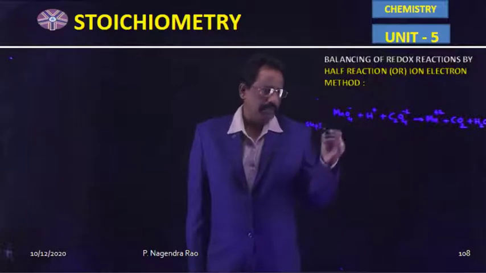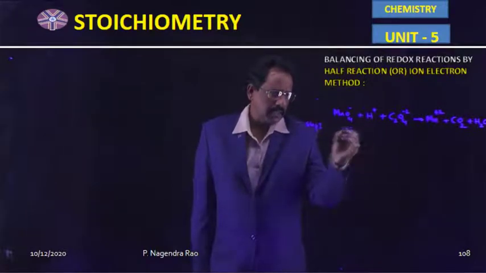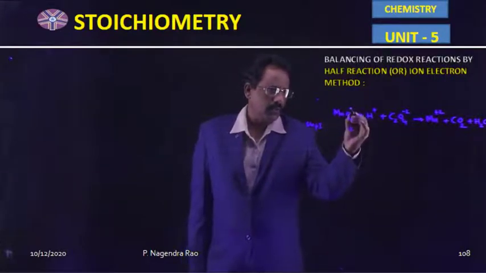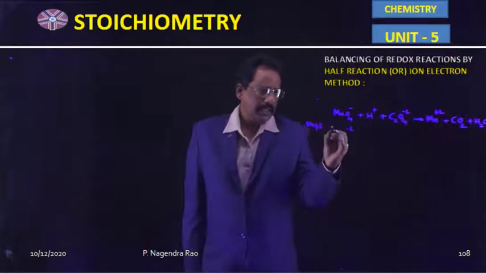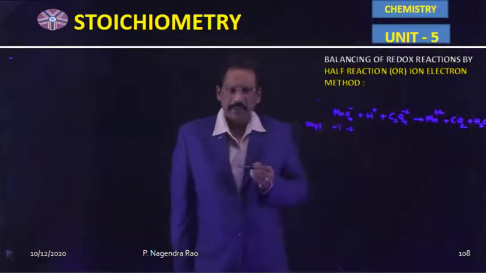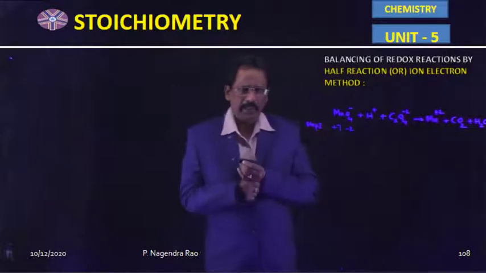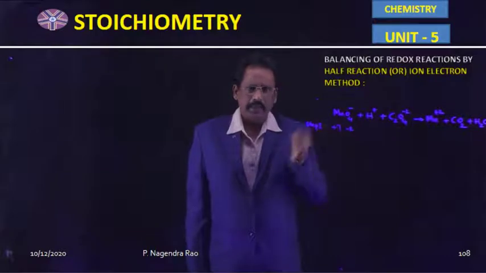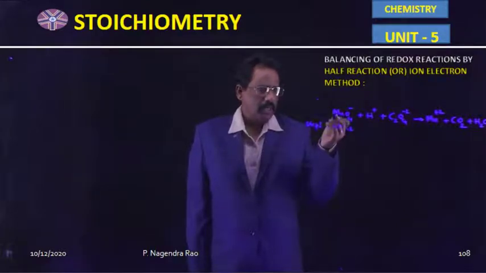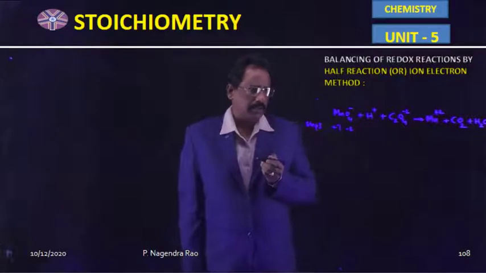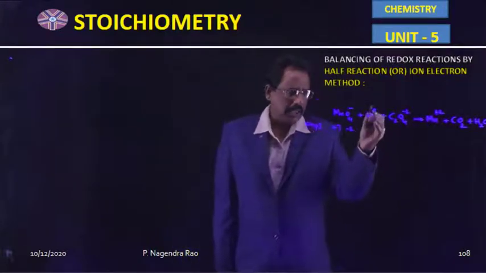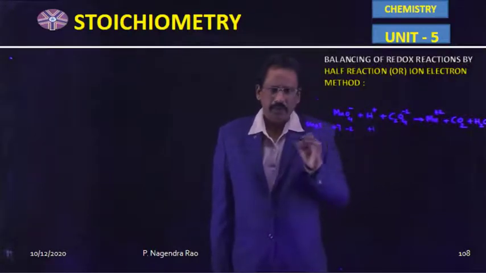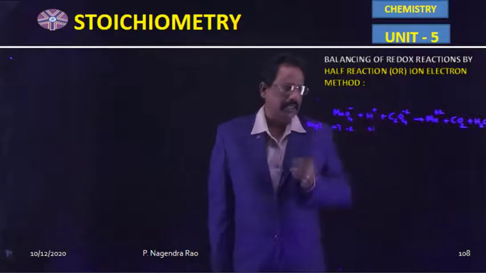In MnO4 minus, oxygen oxidation state is minus 2. X minus 8 is equal to minus 1 and X is equal to plus 7. So in the MnO4 minus compound radical, Mn oxidation state is plus 7, and oxygen oxidation state is minus 2. This is hydrogen ion, so oxidation number is plus 1, not equal to 0. This is an ion, a simple radical.